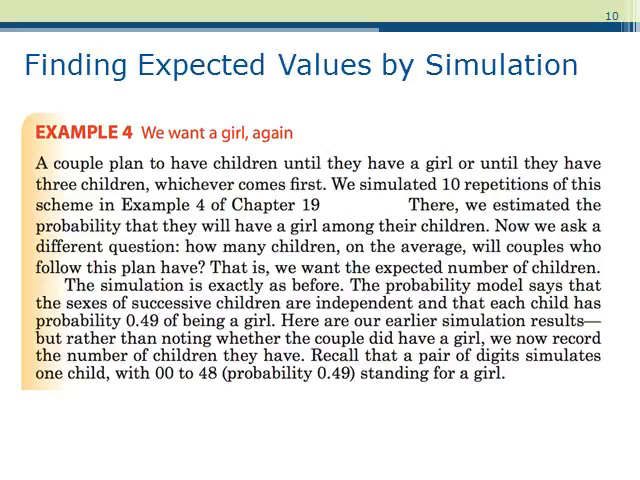The digits 00 through 48 are assigned to girl, as there is a 0.49 probability of having a girl, and the remaining digits will be assigned to boy. We also assume that the sexes of successive children are independent.